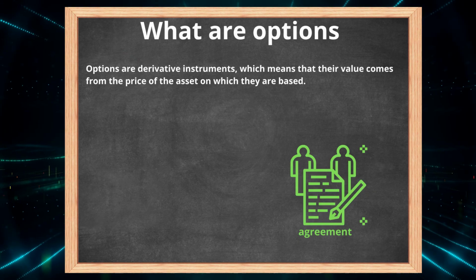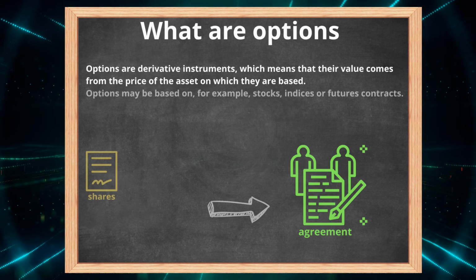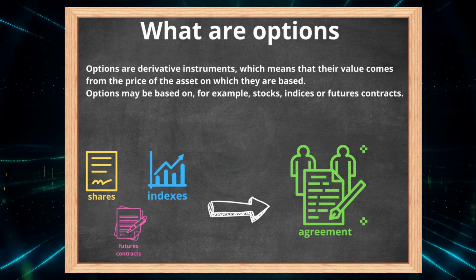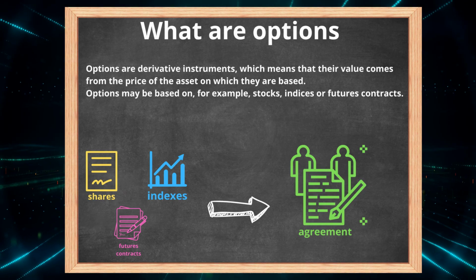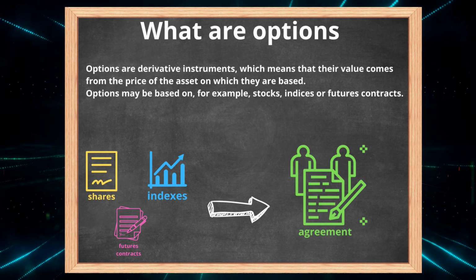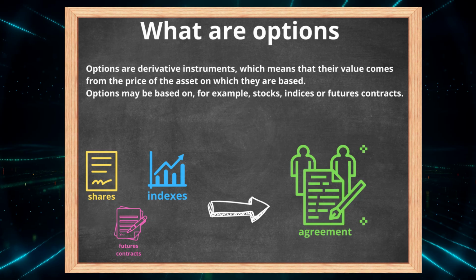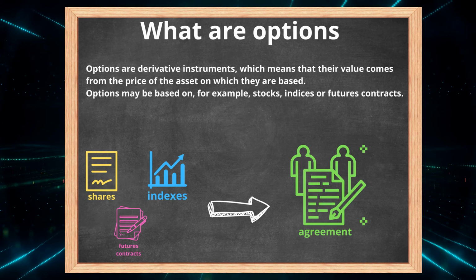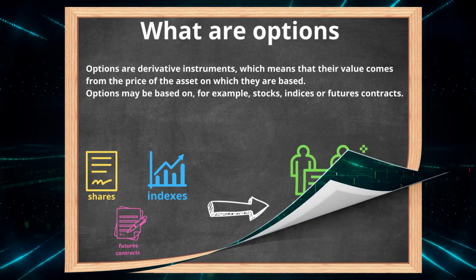Options are derivative instruments, which means their value is based on the price of an underlying asset. Options can be based on stocks, indices or futures contracts. There are two types of options, calls and puts, and with each option you can take one of two actions: buy it and hold the right, or sell it, also called writing an option, which means taking the obligation if the buyer decides to exercise.